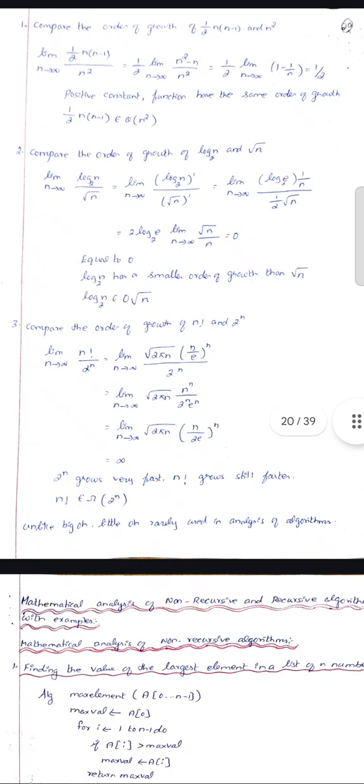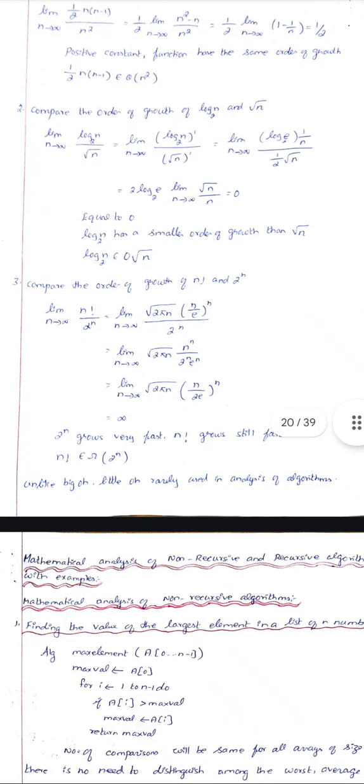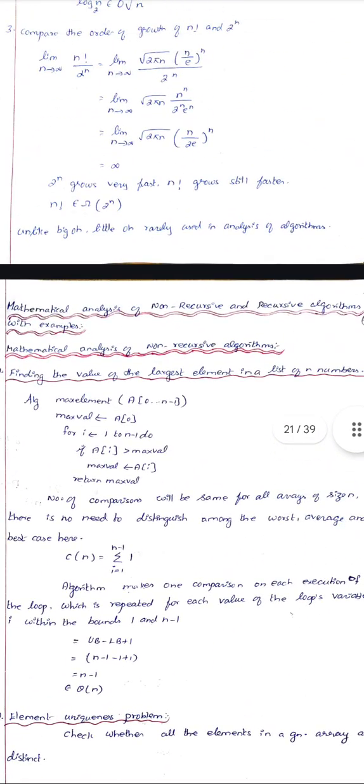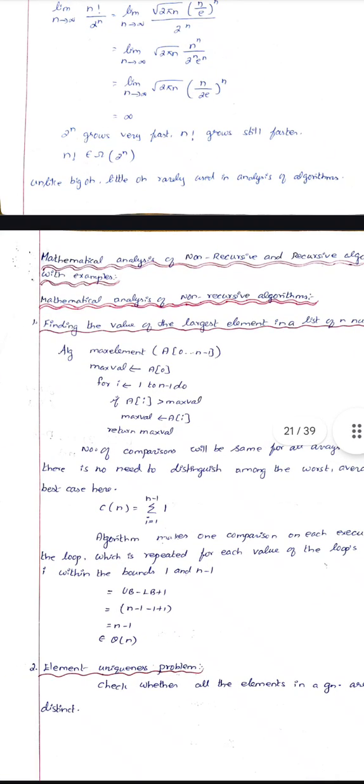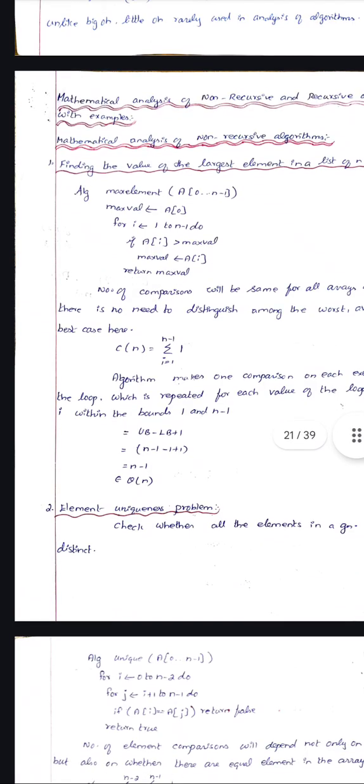So for the first one, we used theta of n square because the limit is a constant. Since the answer came as 0, it is a smaller growth value, so that is big O of n. Larger growth value or faster is omega of 2 power n. Unlike big O, little o is rarely used in analysis of algorithms.